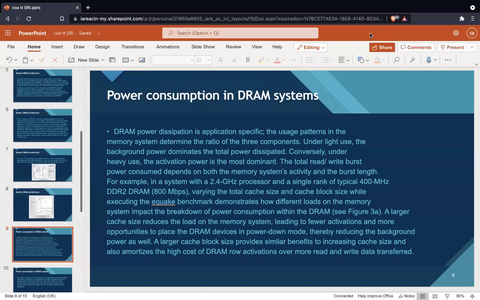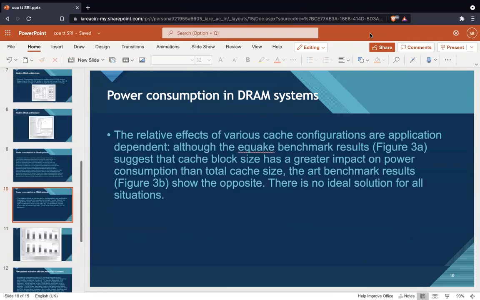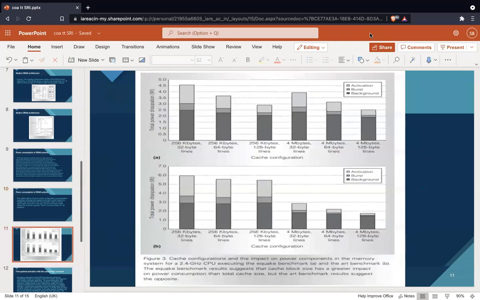A large cache block size provides similar benefits to increasing cache size and also amortizes the high cost of DRAM row activations over more read and write data transfers. The relative effects of various cache configurations are application dependent. Although the quick benchmark results suggest that cache block size has a greater impact on power consumption than total cache size, the art benchmark results show the opposite. There is no ideal solution for all situations.